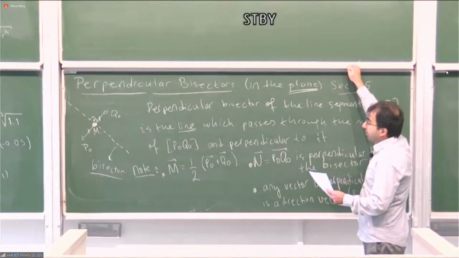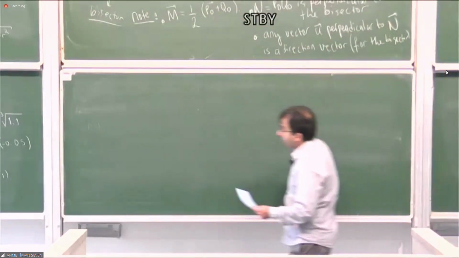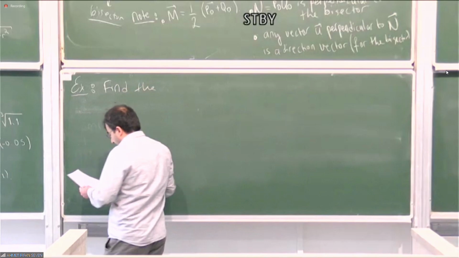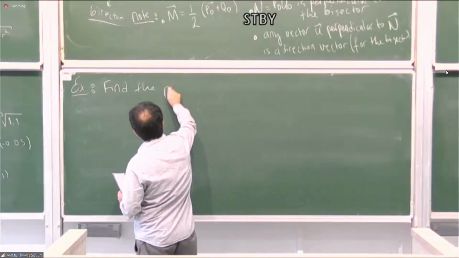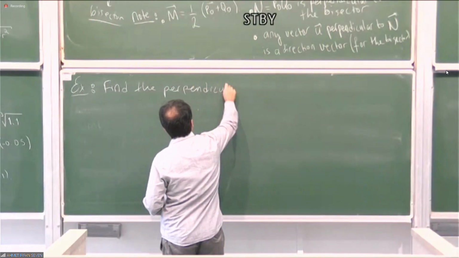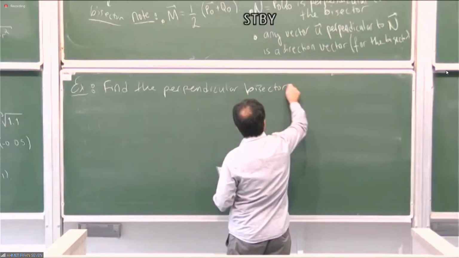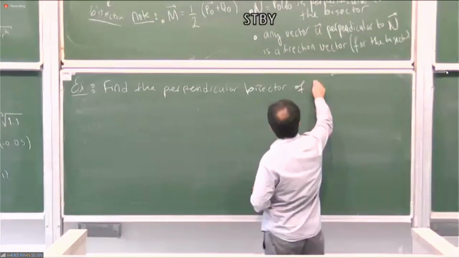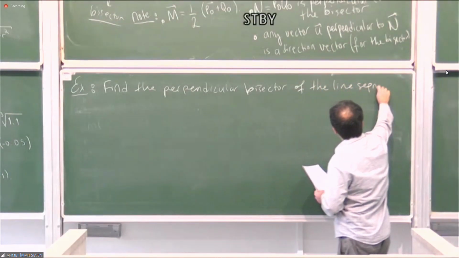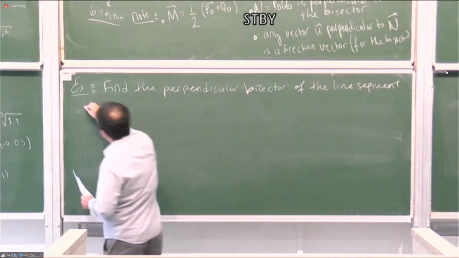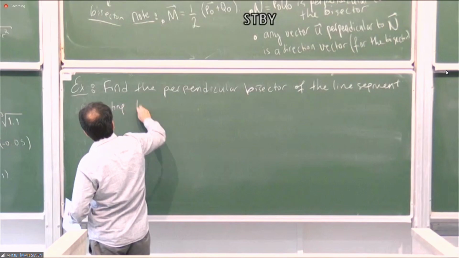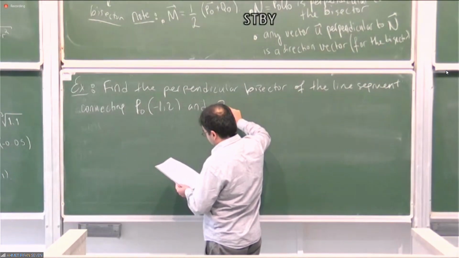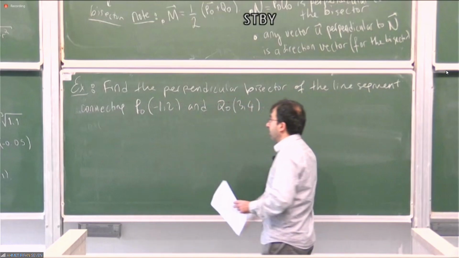Okay, now let's see this on an example, how we find it. Example. The question is, find the perpendicular bisector of the line segment connecting P0, the point, let's say, -1, 2, and Q0, whose coordinates are 3 and 4.